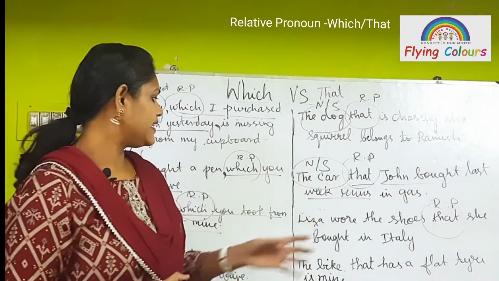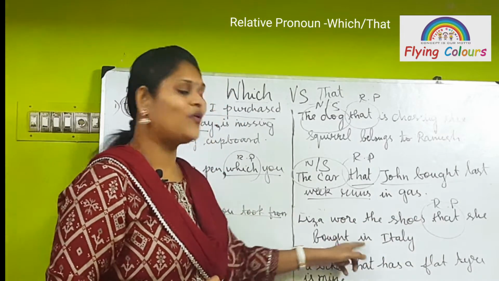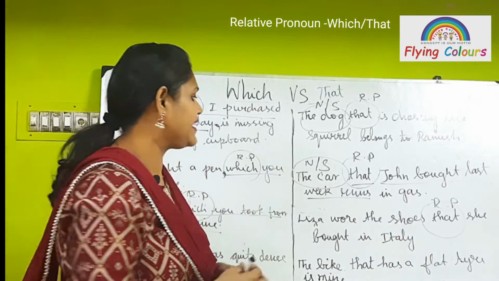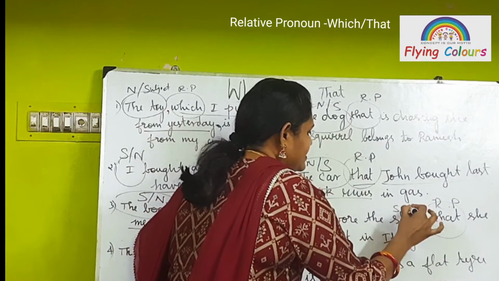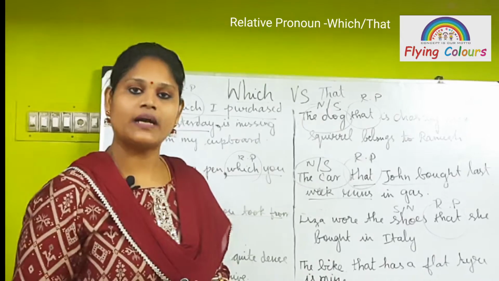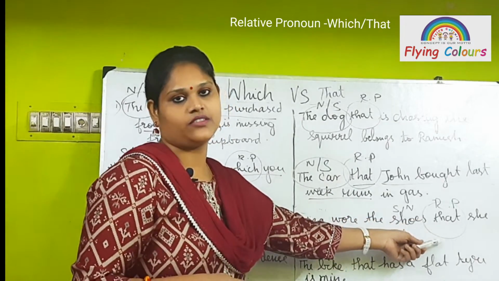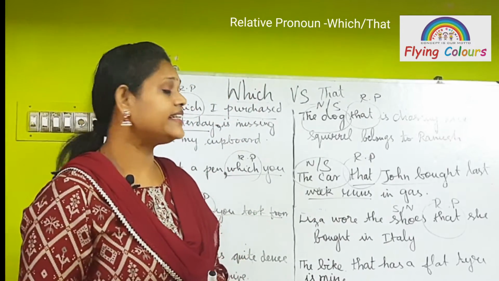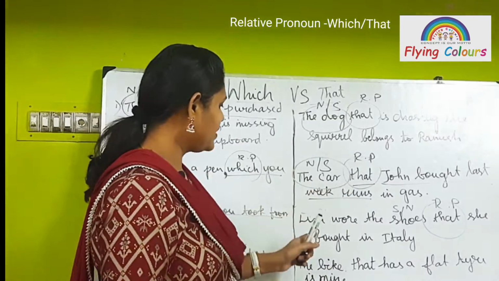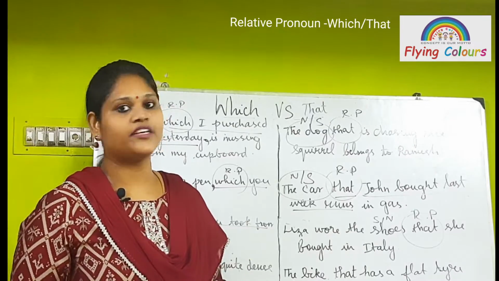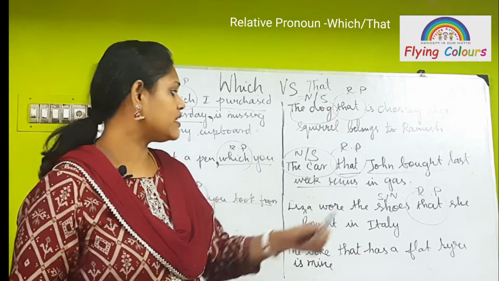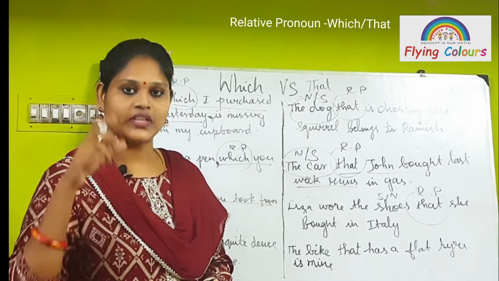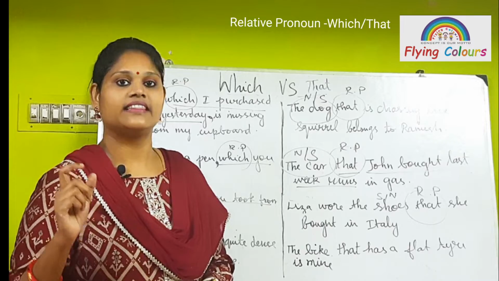Coming to the next sentence: Liza wore the shoes that she bought in Italy. What is the subject? Shoes is the subject as well as the noun. I said the relative pronoun always comes after the preceding noun. So instead of repeating the shoes, that has come. That is the relative pronoun in this sentence, and it tells the essential information about Liza. Liza wore the shoes. She may have many shoes, but she wore the particular shoes that she bought in Italy. Those shoes were specifically bought in Italy. So in that particular case, you can write that.